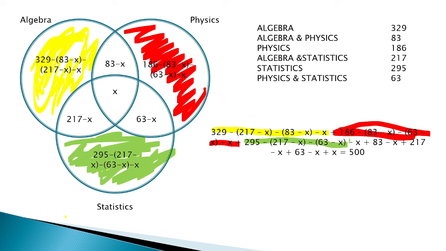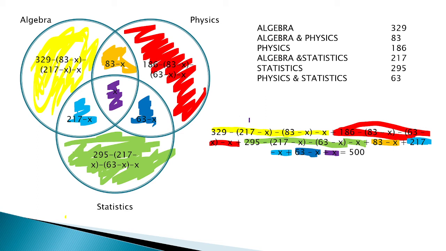Ayan. Next, hindi kinasama yung minus x. Next is yung 83 minus x. So, ito yon. Tapos, we have, maubusan ako ng kulay yata. We have 217 minus x. This is this part. We have 63 minus x. Ito naman yon. And lastly, we have plus x. Ito naman yon. This region.